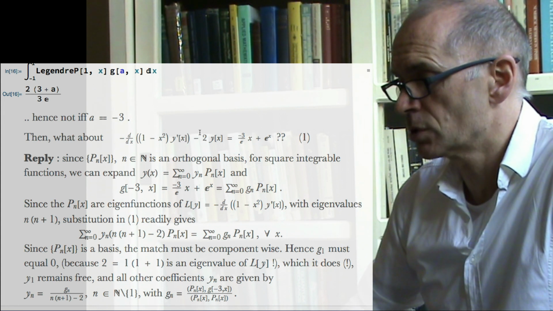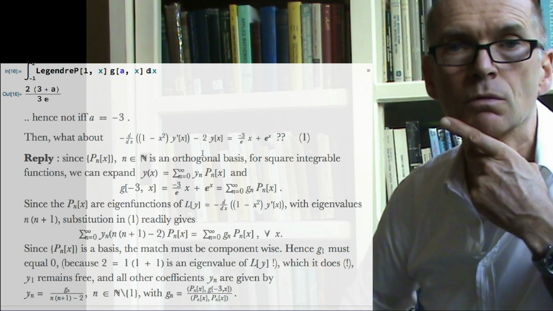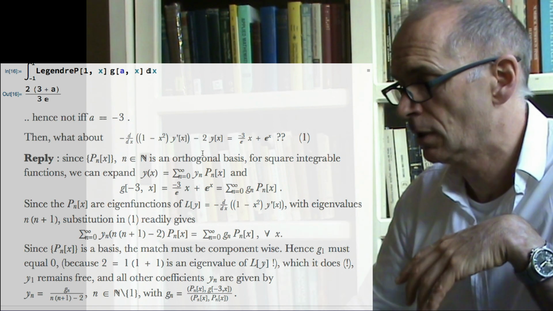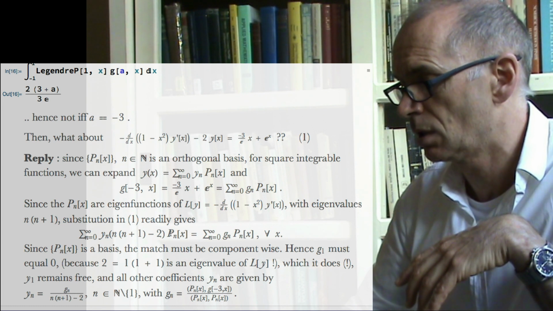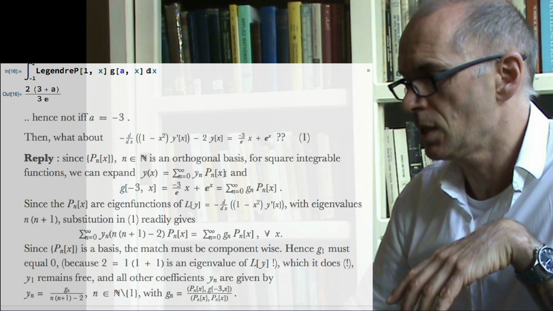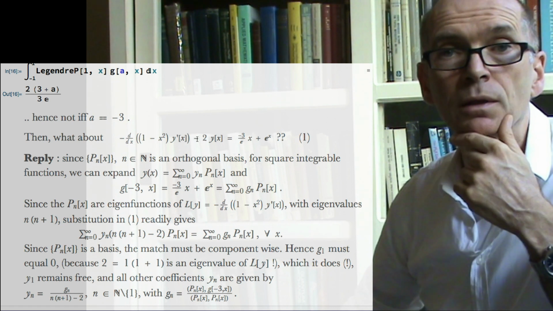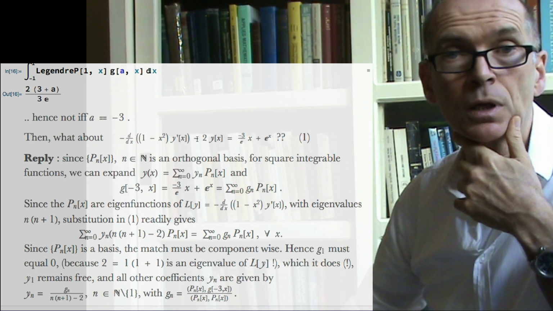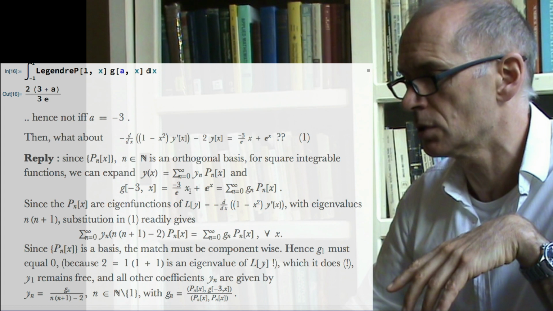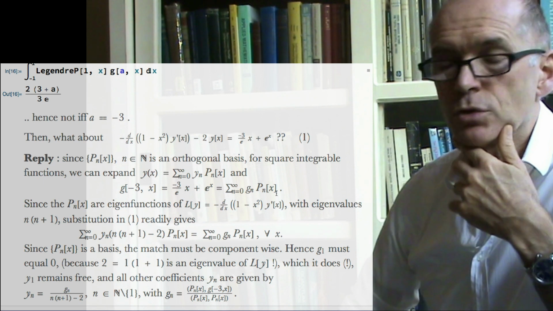And this minus 2 is this. If I substitute the y here, I get minus 2. Now, assuming that the series converges, I can distribute the minus 2 over the series, combine the series, and you get this. So this is simply the result of substituting the expansion of y in the left-hand side of that equation, using the fact that the Pn are eigenfunctions, and the eigenvalues are n times n plus 1. And the right-hand side is even easier. I just replace it by the series expansion of that function g.